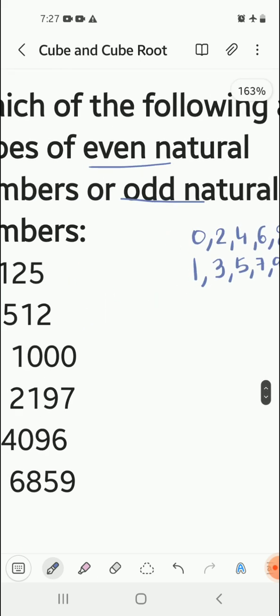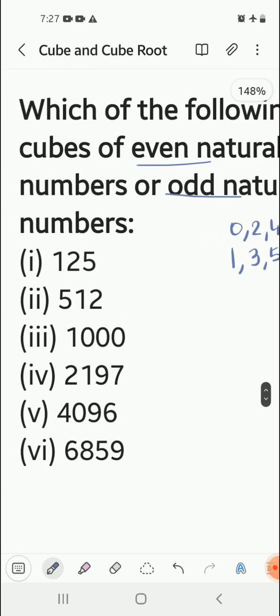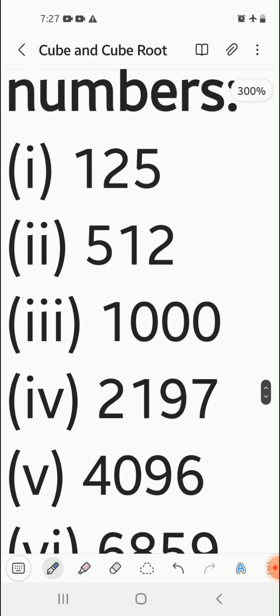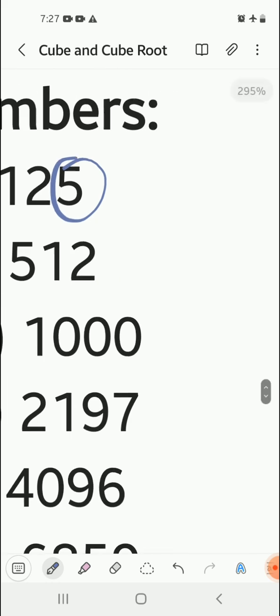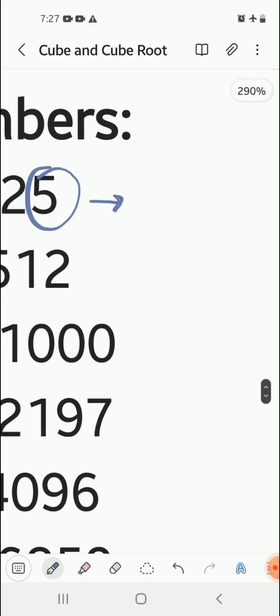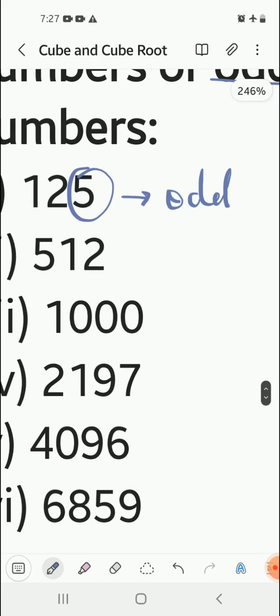Now see, in this case, we are given these questions. So first step will be to identify the numbers that are given to us. See, the last digit of the number is 5, which is an odd number. So its cube will also be an odd number. How can we check it? See, the number we have got is 125.